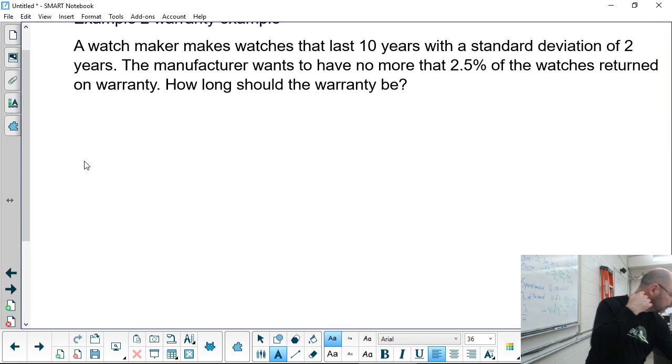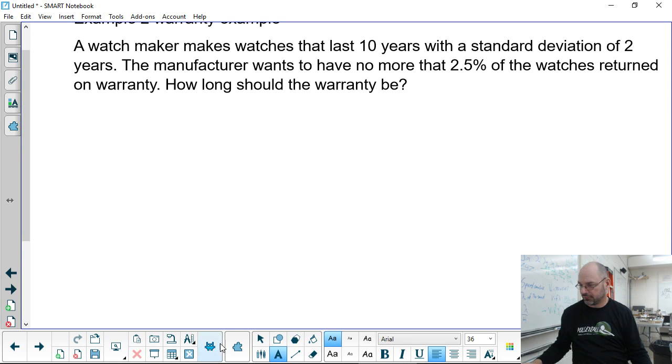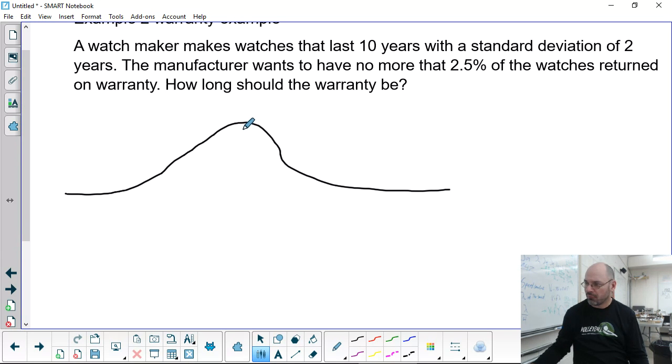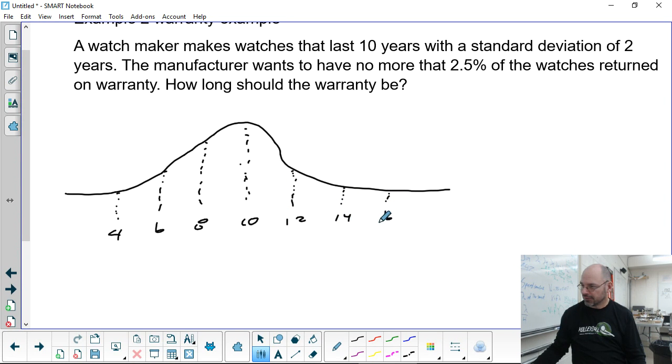You basically have to, where's my marker here? There it is. Okay, so we basically have to set up our standard deviation table. So here's our mean, which is 10 years. And then one standard deviation away is 8, right? Then 6, then 4, 12, 14, and 16. So they want 2.5%.